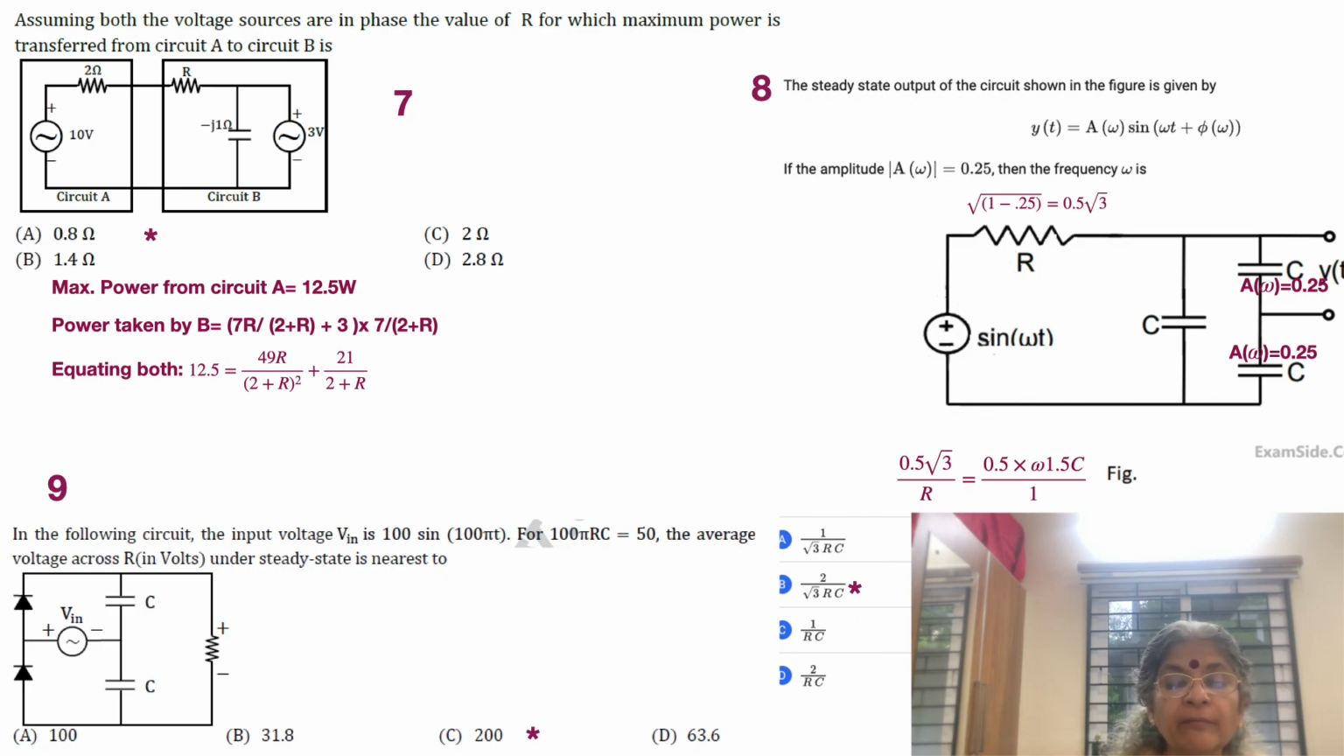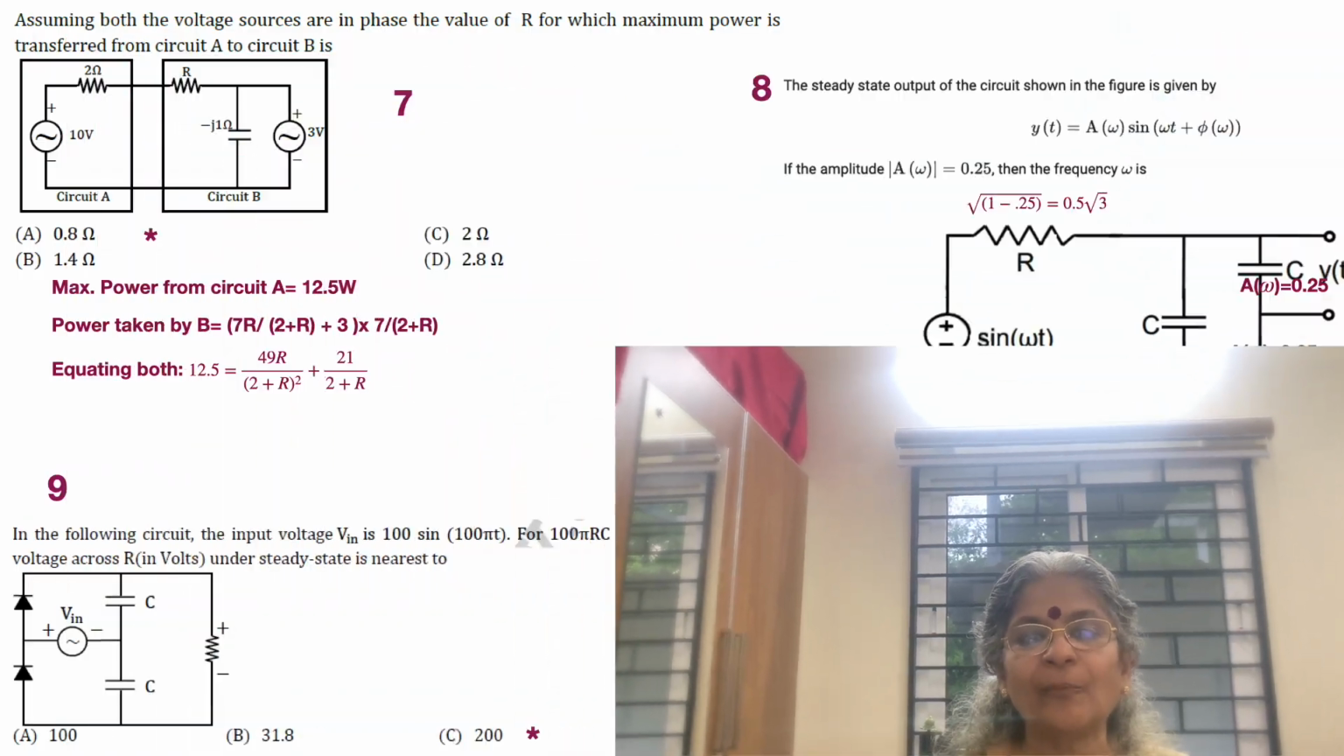Yt is given by A(omega) sin(omega t + phi(omega)). Of course, the amplitude depends upon the omega value of the source, and again the phase angle will also depend upon omega. The amplitude A(omega) is equal to 0.25. Then what is the frequency omega? This is what is asked.